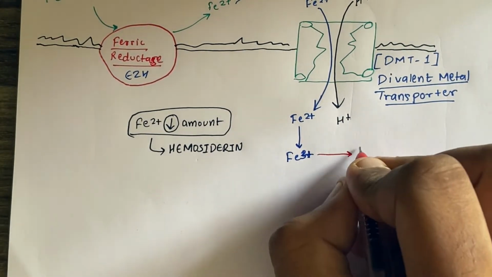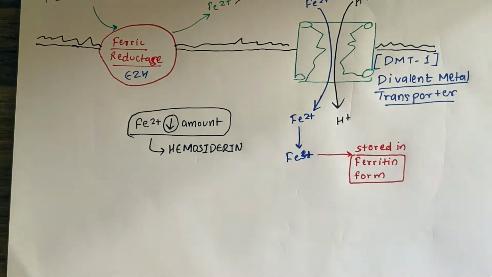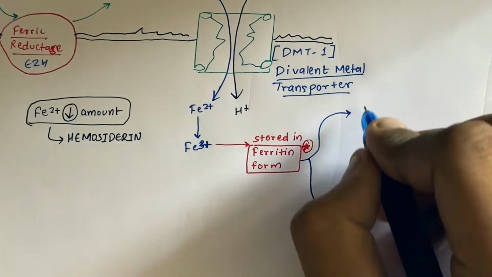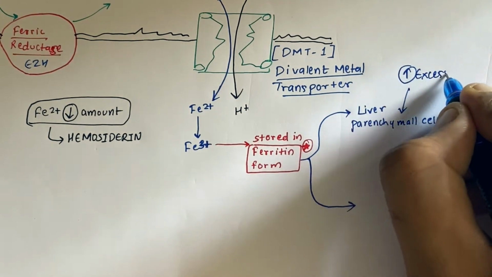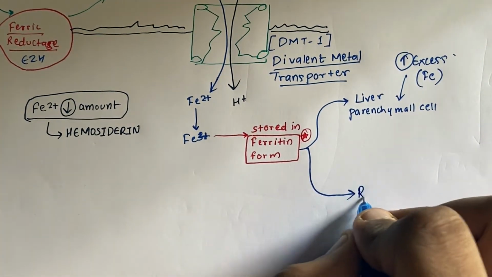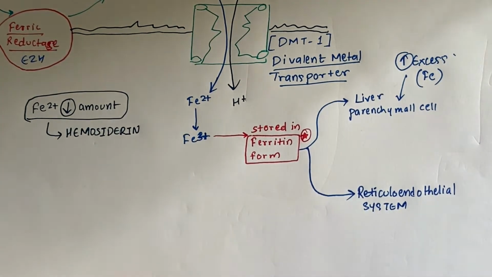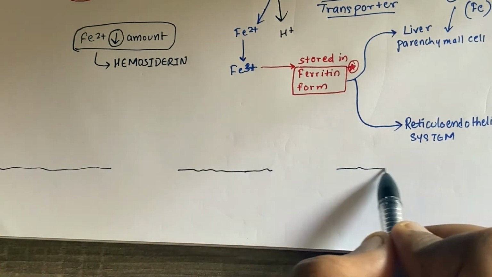Now it can either be stored in ferritin form, either in the liver or in the reticuloendothelial system. In the liver parenchyma cells, excess iron is stored, and the reticuloendothelial cells supply iron for erythropoiesis, which is RBC formation.